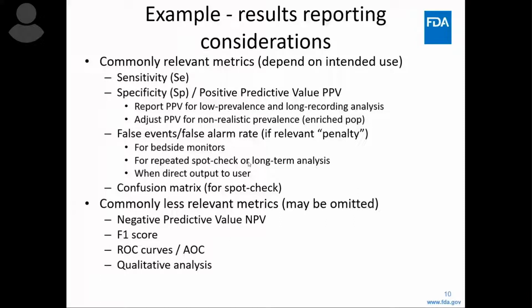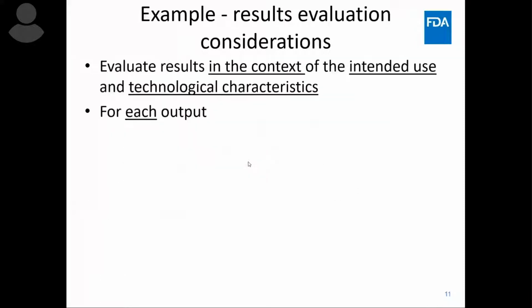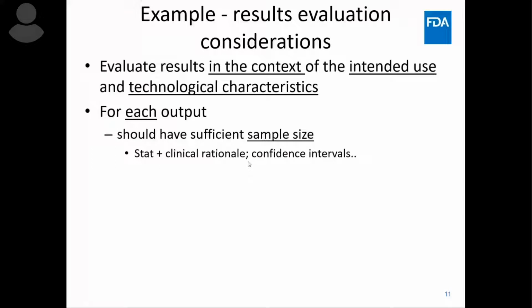So, some considerations to evaluate the results. The results should be evaluated in the context of intended use and technological characteristics. Each of the outputs, AMI, AF, VT, VF, everything, should be evaluated and have a decent sample size. Sample size should be decent from a statistical and clinical standpoint. Usually we suggest having confidence intervals, in particular for machine learning devices, just to support that the sample size is sufficient. And then your performance should be good.